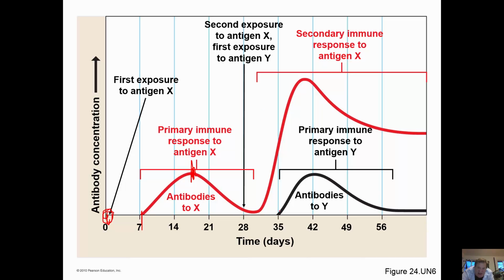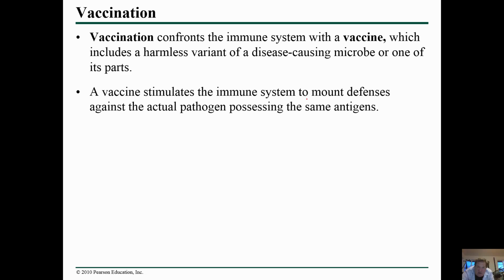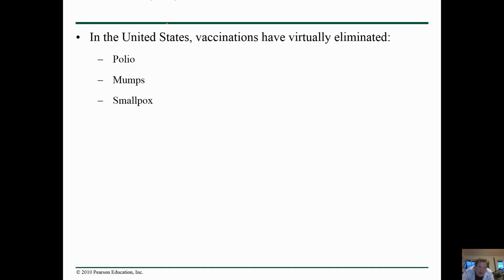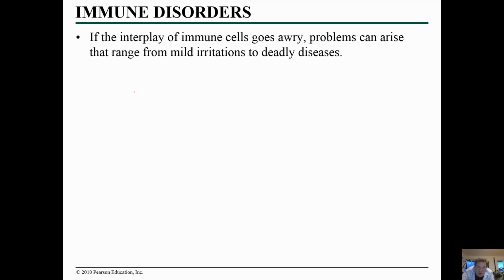When you get exposed a second time, rather than days, you basically have hours to get a response. And in days, you're going to get a very strong response. And so that's one of the reasons why with a lot of diseases you get it once and you don't get it again. What's going on with vaccination is that you're tricking your immune system to think that it's seeing these disease-causing microorganisms and responding to it beforehand. In the United States, the vaccines that we have have almost eliminated polio and mumps, and smallpox has been gotten rid of.